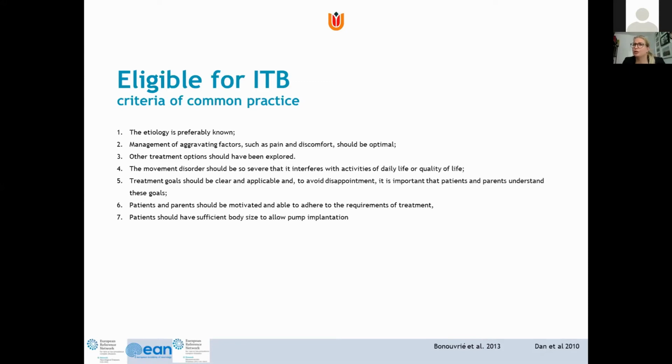The movement disorder a patient has should be so severe that it interferes with activities of daily life or quality of life, and the goals have to be clear so that patients know what to expect and we avoid disappointment, because it's a pretty big step to have a pump implanted. So we want to be clear what we expect. People have to be motivated because there are requirements to treatment, and the patient has to be big enough to have a pump implanted.